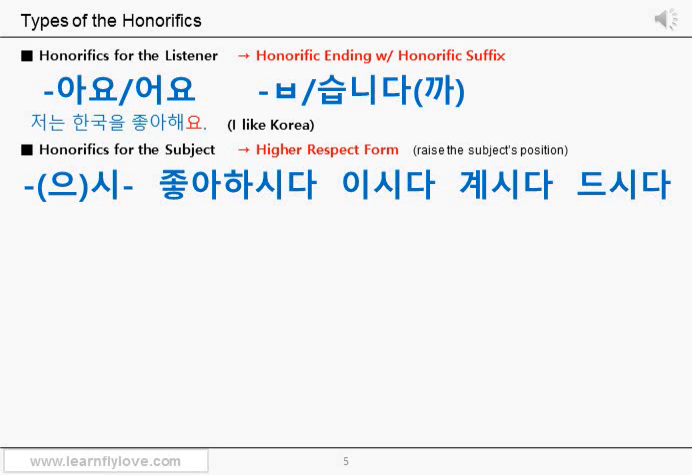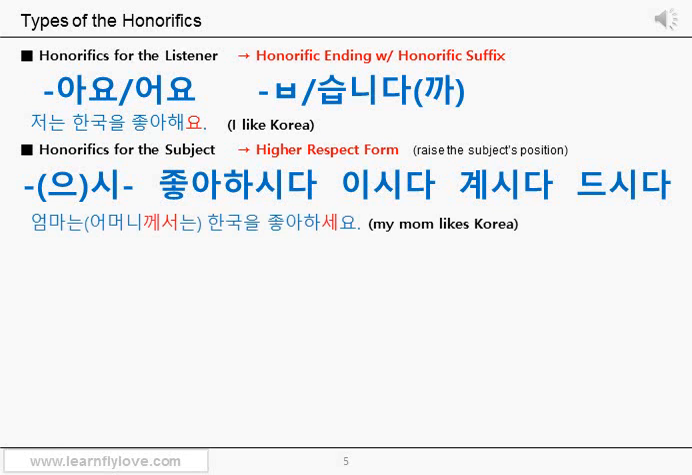And when you're talking to the second person you, the listener and the subject are the same person. Therefore, you can use the higher respect form to the listener too. Let's see some examples. 엄마는 한국을 좋아하세요. Or 어머니께서는 한국을 좋아하세요. My mom or my mother likes Korea.